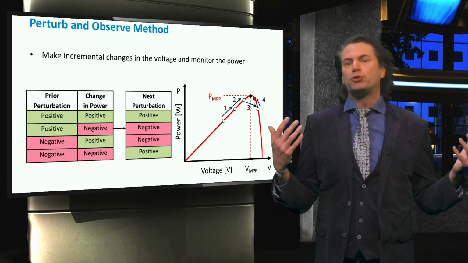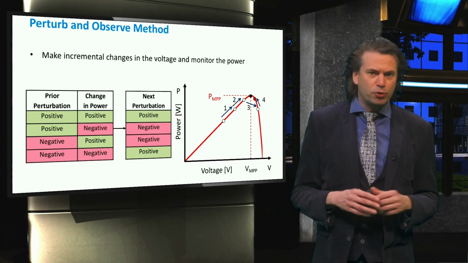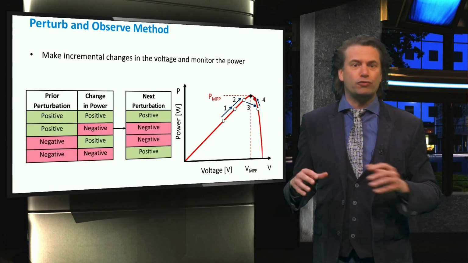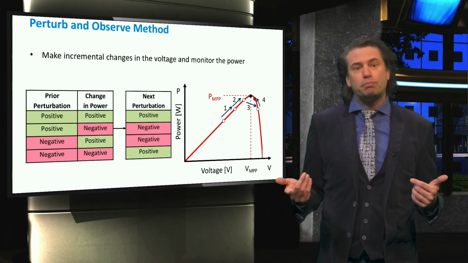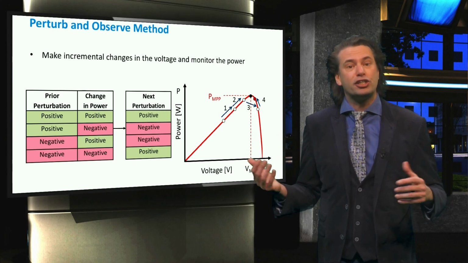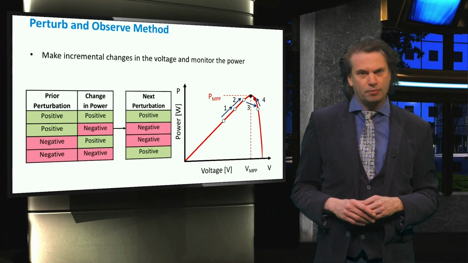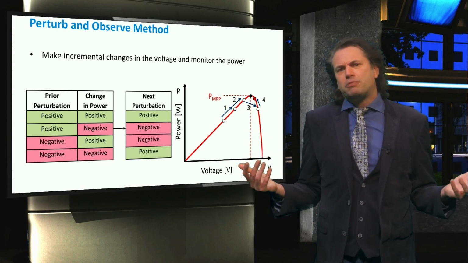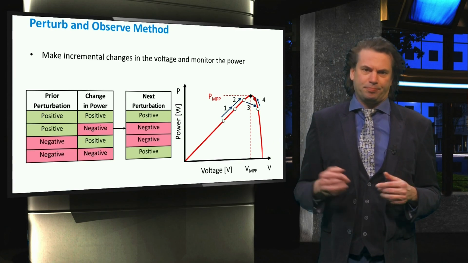The Perturb and Observe method applies voltage perturbations at the input of the DC-DC converter to find the maximum power point. The sign of the voltage perturbation in each iteration of the method depends on the change in the power obtained from the previous iteration. A disadvantage of this method is that it oscillates around the maximum power point.